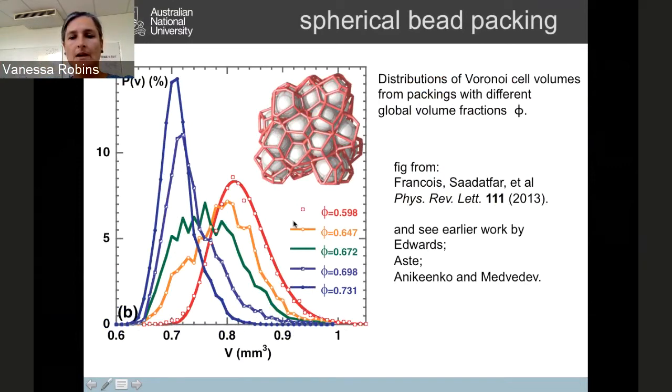As the packing adopts more dense configurations, so higher volume fractions, you can see that the distribution of the Voronoi volumes changes. That's just one example where people have studied geometric properties of these packings. What the study I'm going to tell you about today was studying is the topological signatures that we get out of looking at the persistent homology derived from these Delaunay triangulations. I'm just going to talk a bit more about that.